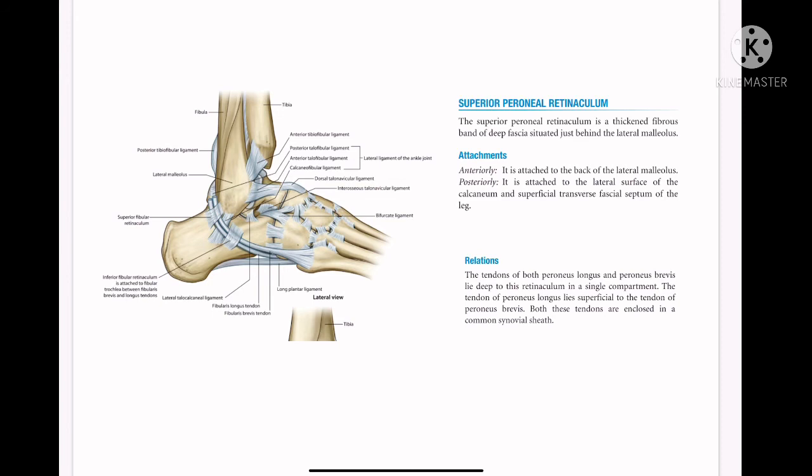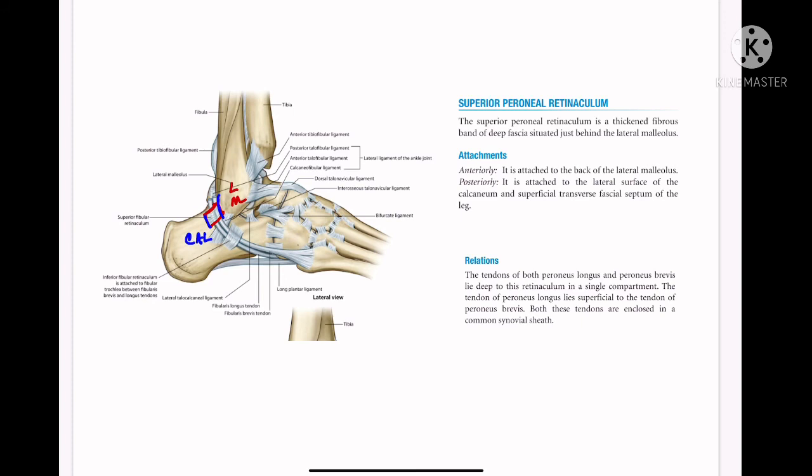Superior peroneal retinaculum is another modification of deep fascia situated on the side of the ankle. This is the superior peroneal retinaculum, and it is situated just behind the lateral malleolus. Regarding its attachment, anteriorly it is attached to the back of the lateral malleolus, and posteriorly it is attached to the lateral surface of the calcaneus and also to the superficial transverse fascial septum of the leg.